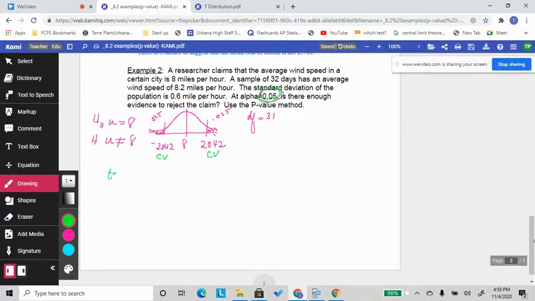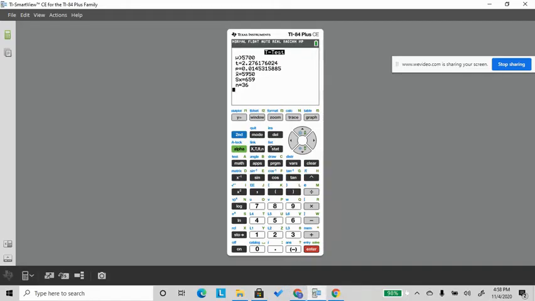All right, so let's get our test value. Remember, I've been calling it a test value. You can also call it a test statistic. So our sample mean is 8.2 minus 8 over standard deviation 0.6 divided by the square root of 32. We go to our calculator, stat test, t-test, 8, sample mean was 8.2, standard deviation was 0.6, sample size was 32, and it was a not equal to test on this one.